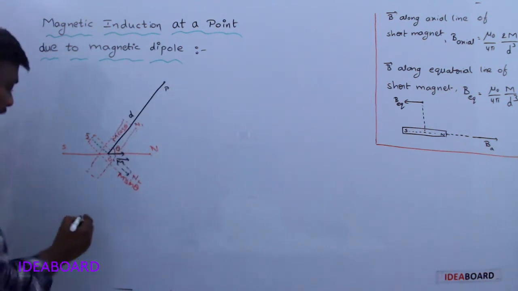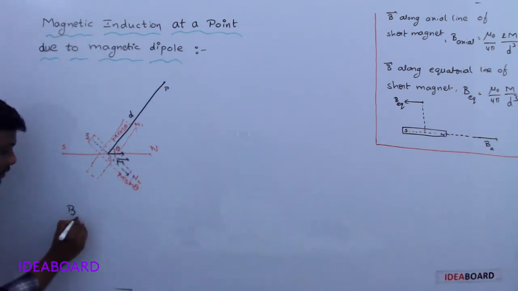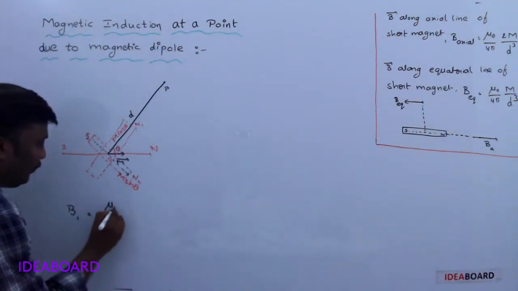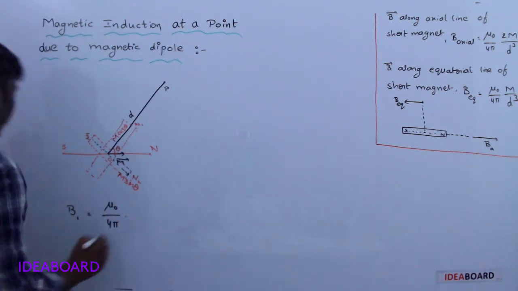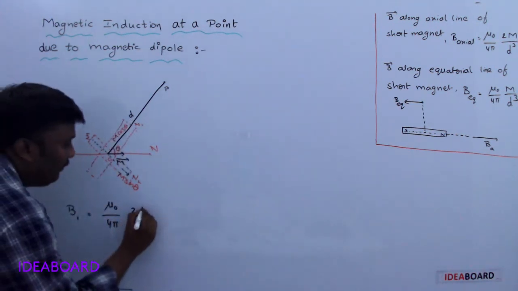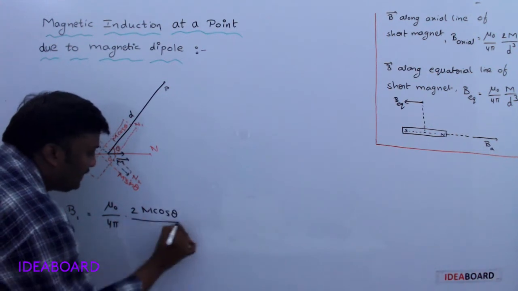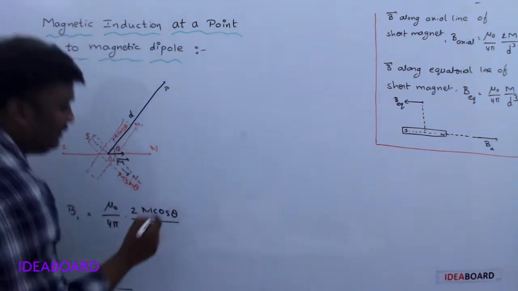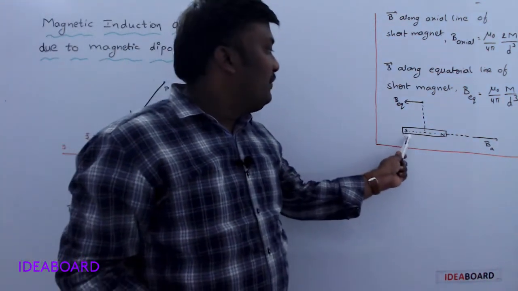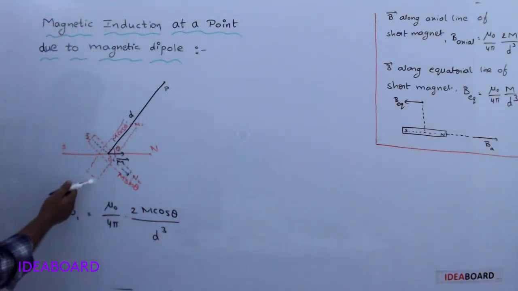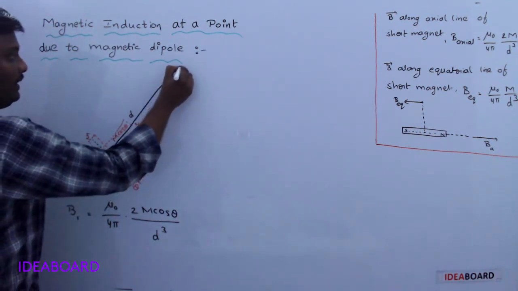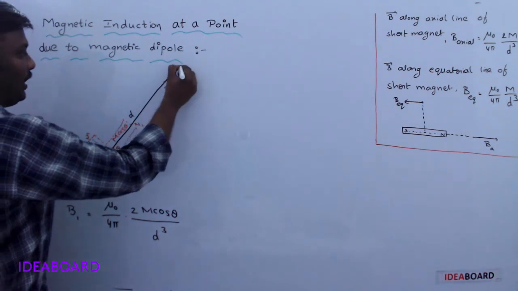So for the axial line, what is the formula for magnetic field induction? B1 is equal to mu naught by 4 pi into 2 into the magnetic moment, here m cos theta, by distance cube, d cube. What is the direction? We said from south to north. Here this is S1 and this is N1, so B1 will be acting from south to north in this direction.